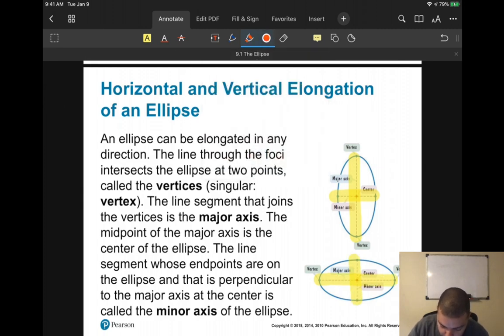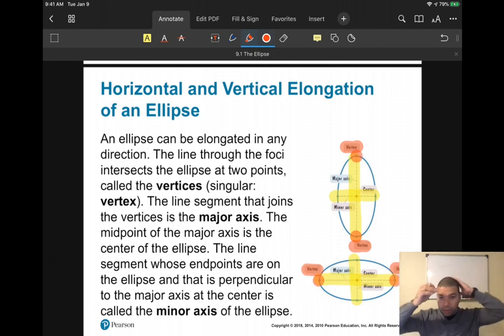The vertex is this little tip here. This is the vertex, and the other vertex at the bottom. Okay, in the horizontal case, the vertex here, the vertex here. So it's the tip of the longest, the farthest point from the center, I'll say. This is what the vertex is, right? And the plural is vertices, right? Okay? So just a little nomenclature.